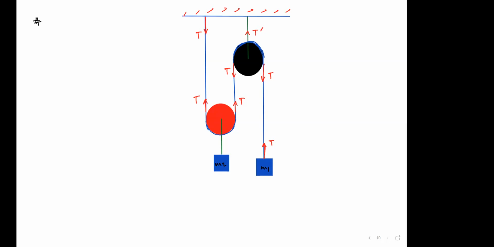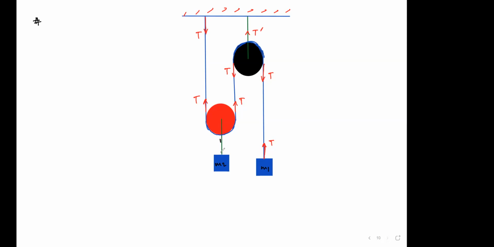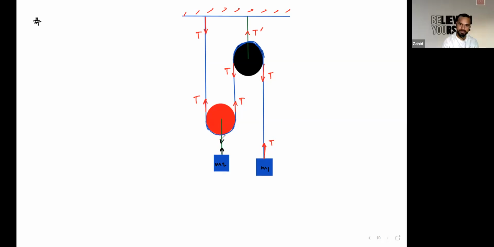Yes, sir. Sir, in the M2 block, there's no tension? I'm defining you, just 1 minute. So it must be experiencing a tension along downward direction and a tension along upward direction at this point like this. Let's say this point to be T double dash. Now, this must be also T dash.